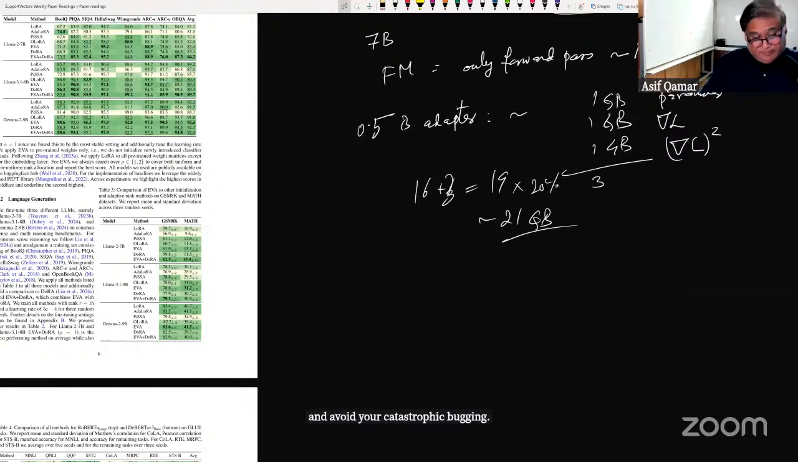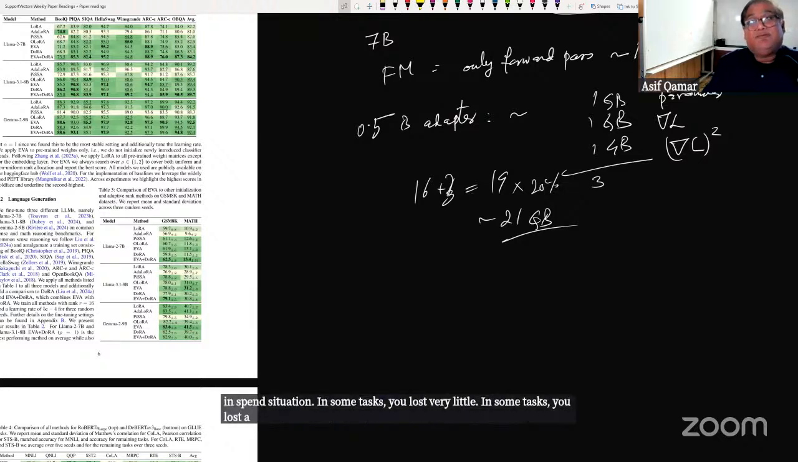So the basic vanilla LoRa lost a few percentage points in model quality. How much you lost was a matter of debate and situation. In some tasks, you lost very little. In some tasks, you lost a lot. Nevertheless, LoRa took off and became very popular.